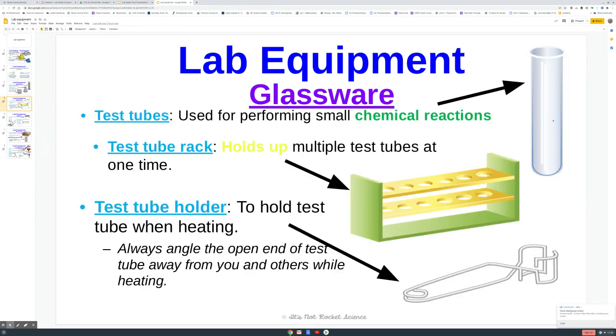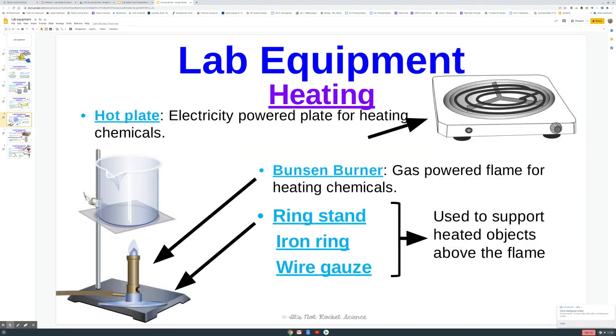Test tubes for small chemical reactions. You would need a test tube holder because usually these involve heat, or a clamp here, and then the test tube rack. So those are some things that could be used.